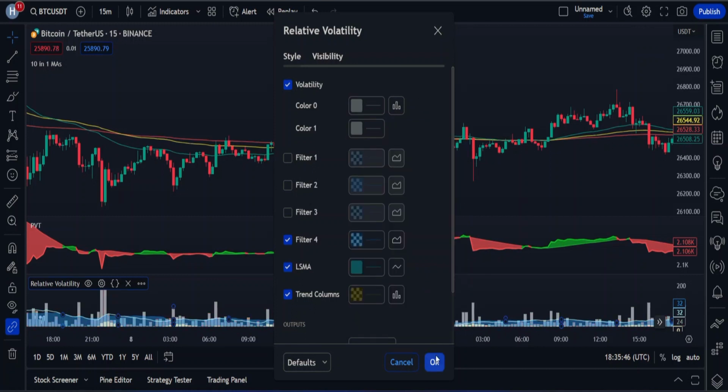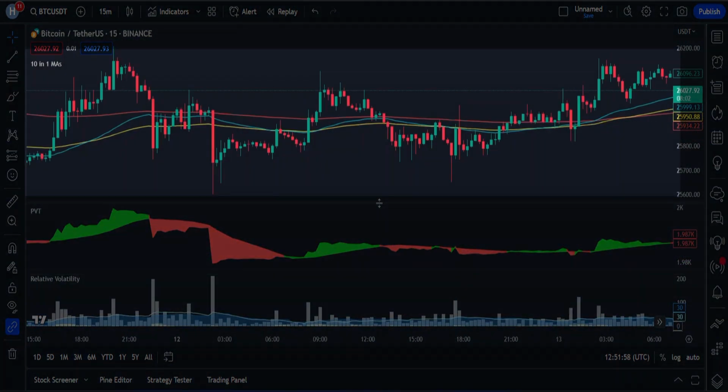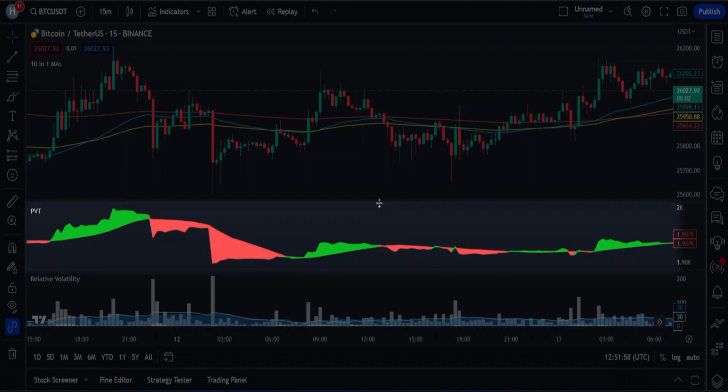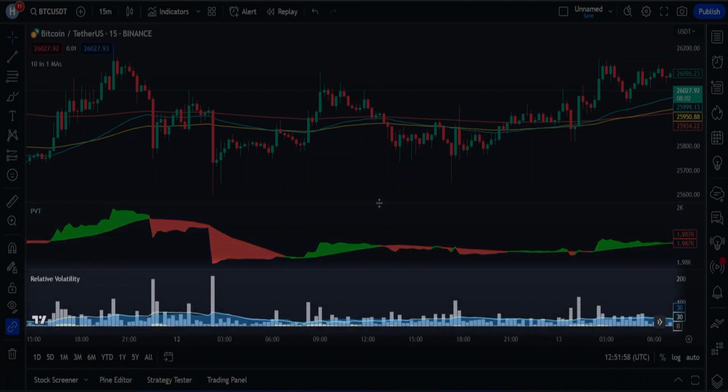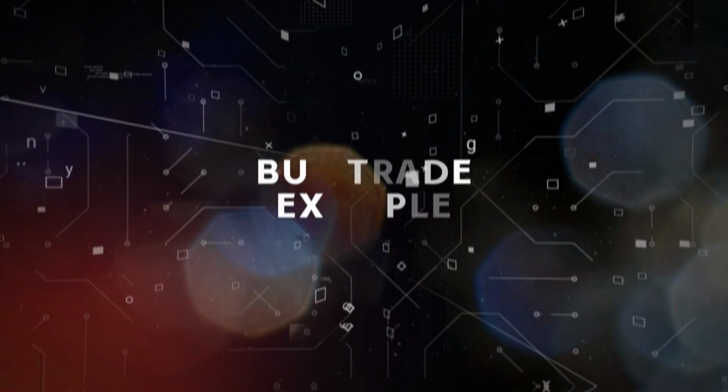Now, let's take a look at how we will be combining the indicators. We will be using the EMAs to determine the overall trend. This means that we will only enter into positions that align with the indication of the EMAs. Next, we will be using the PVT indicator to find the entries. The PVT indicator will provide us with the buy or sell signal. And finally, we will be using the relative volatility indicator as a confirmation to make sure there is enough volume in the market. Now that we know exactly how each indicator will be used, let's go through a buy trade example first.